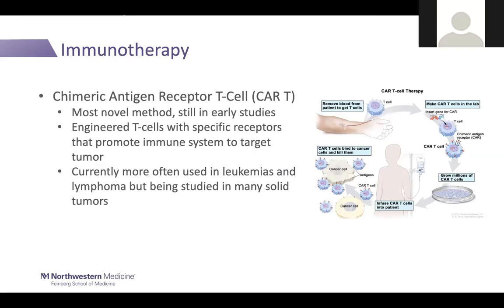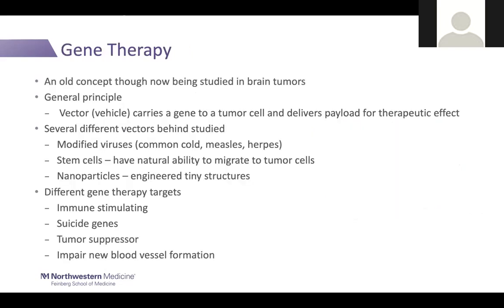How can we engineer them to specifically attack our tumor cells? Those are called chimeric antigen receptor T cells, or CAR T cells. It's probably something you may have seen on the news, or 60 Minutes or something. Gene therapy, this is kind of an old concept. It's maybe one of those early things: can you just change the genes of a specific thing?